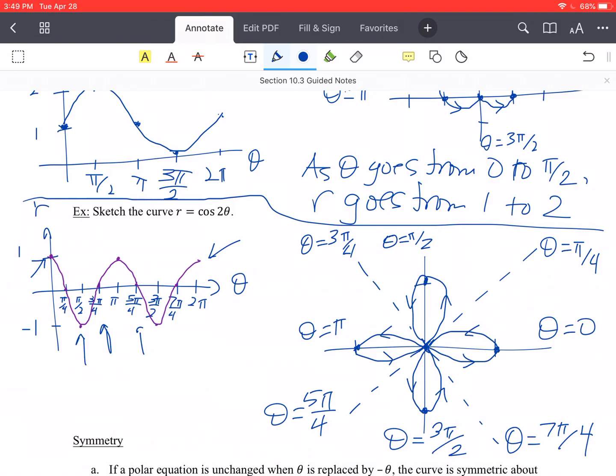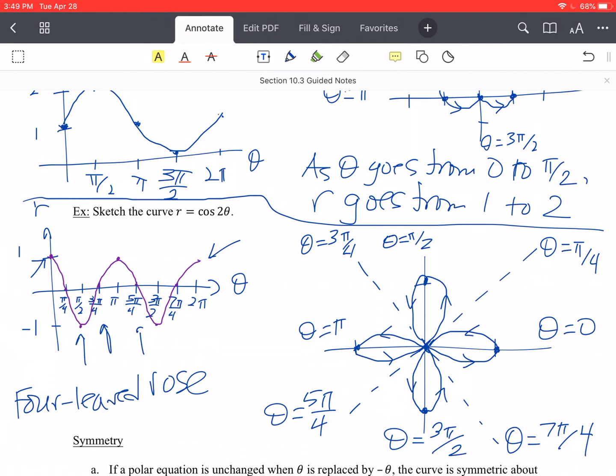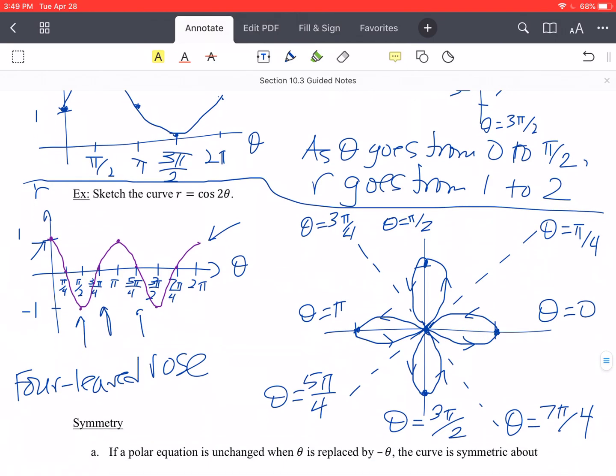This one also has a special name. This is called a four-leaved rose. So just another special graph that we like to look at here. So that's tracing it out using that polar equation, okay, that polar curve there.